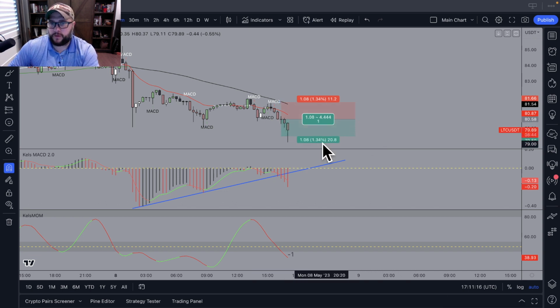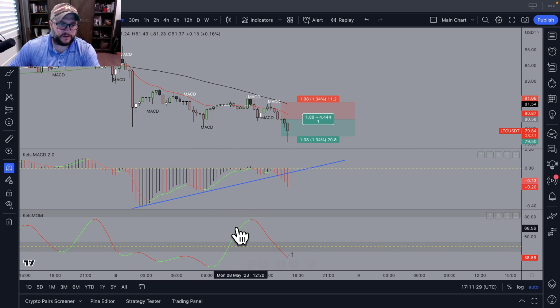And you can see it, 1.34% just by doing this. This is an easy secret, or easy to identify. It's not a secret. Anybody could do it on any indicator, but this particular indicator is custom for us.